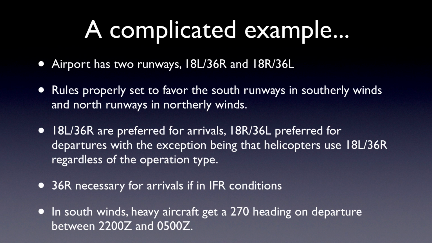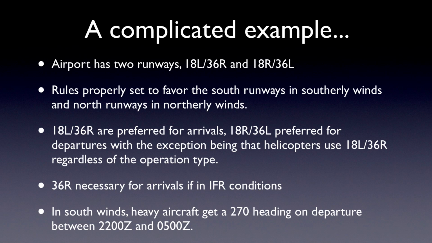Now, the next bullet says 36 right necessary for arrivals if in IFR conditions. So maybe, for example, 36 right is the only runway with an ILS, and regardless of what the winds are doing, we're going to use 36 right for arrivals. And it's not written, but let's also imply that we're just going to use the northerly flows when we're in IFR conditions. So we're going to use 36 right for arrivals and for helicopters, like the previous bullet says, and we'll use 36 left for departures. So even if there's a severe tailwind, we're just gonna go with it. So that's what I meant earlier when I said that it's not a very good aviation example. It's not something you'd actually do.